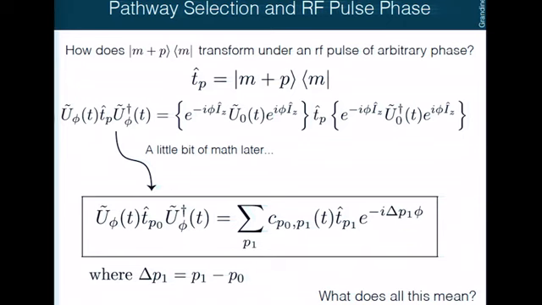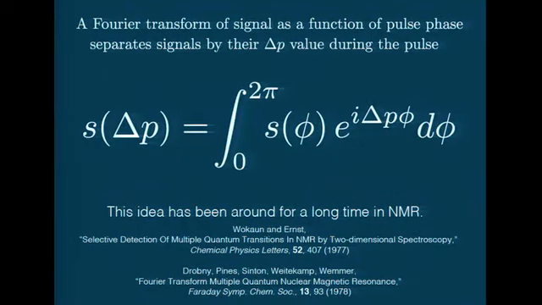So what does this mean for you guys? We're just getting started. Very simple. It translates to this. If you acquired the signal as a function of the pulse phase from 0 to 2 pi, and you Fourier transformed, you would get the delta P's. You would get a spectrum of delta P's that occurred during that pulse.